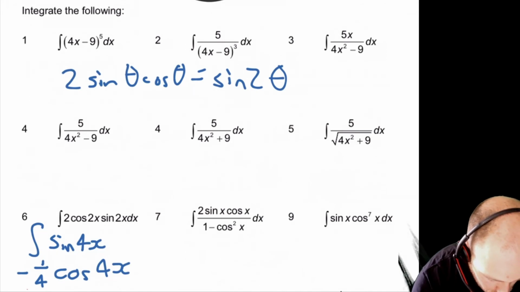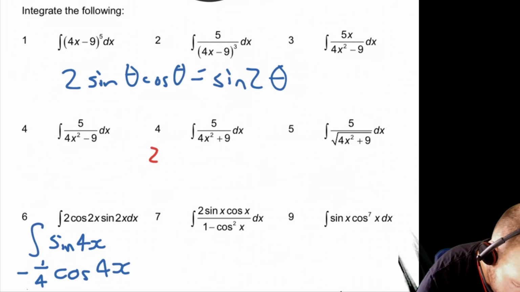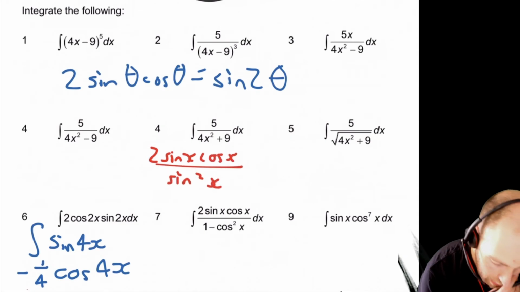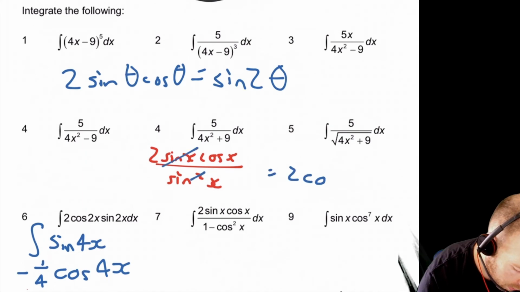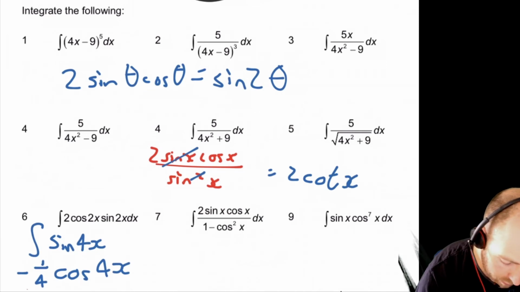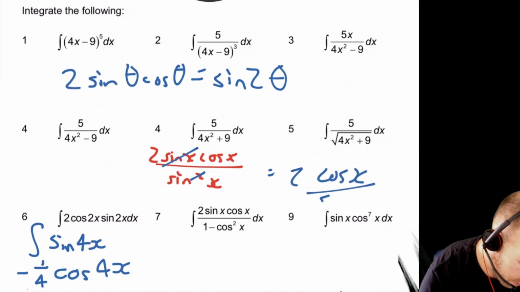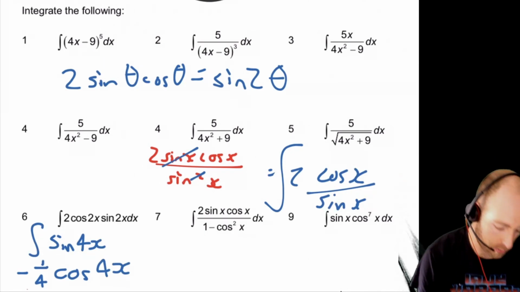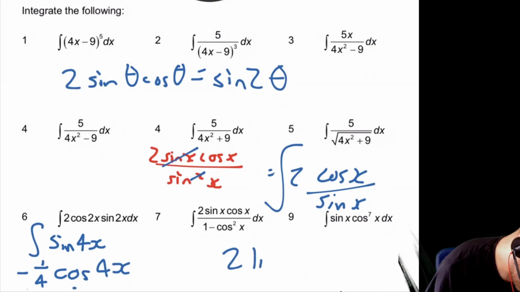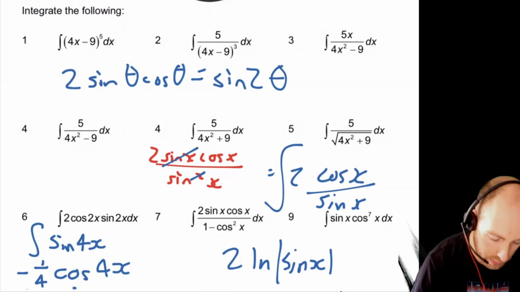Next one, on the bottom, we've got 1 take cos squared. 1 minus cos squared is sine squared. So this will become 2 sine x cos x over sine squared x. We can cancel the sine on the top with the squared on the bottom to get 2 cot x, or to be honest, it's probably easier to leave it as 2 cos x over sine x. Integrate that and we've got function over derivative. Cos is the differential of sine, so we're going to get 2 ln sine x.